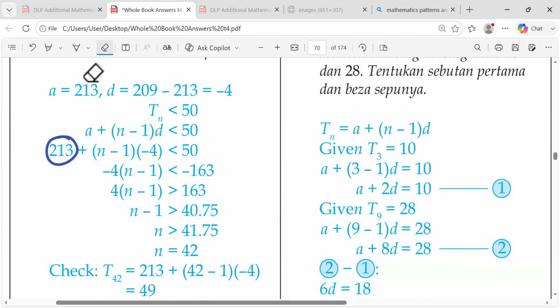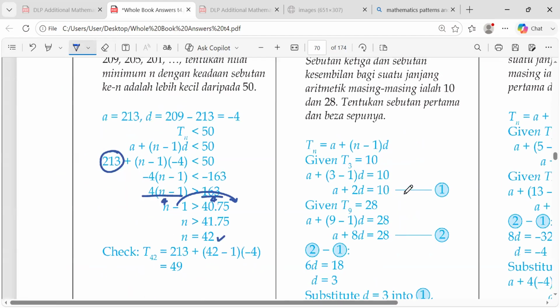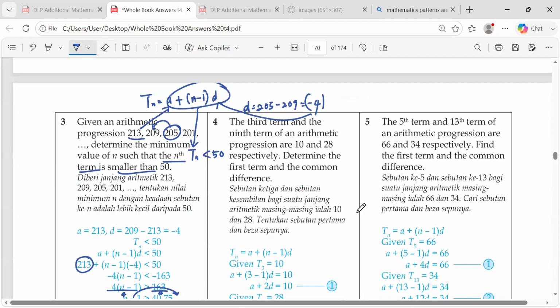Okay, so divided by negative, and then I get this one, and then divided by 4. This one divided by 4, this one divided by 4, and I get this. This one moves to there, becomes plus. So I get more than 41.75. So n is equal to 42. Okay, let's check.